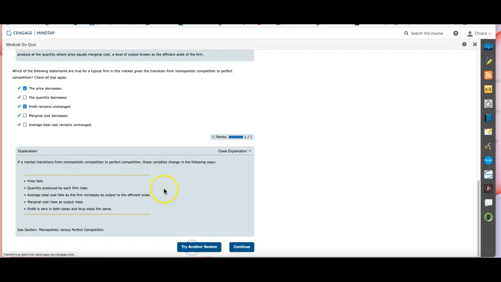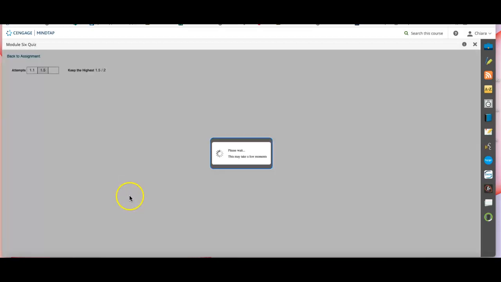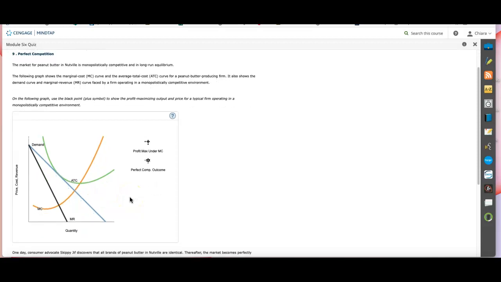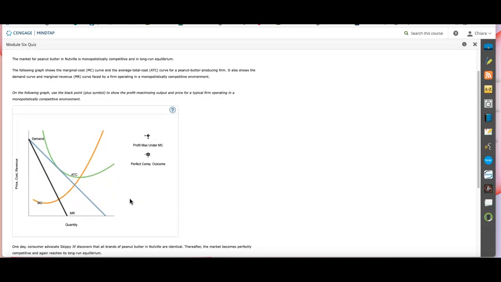Let me try another version of it to move on. So now we're looking at a perfectly competitive market and trying to compare it to a monopolistically competitive market. In the long run, we know that they both earn zero profit, but in what way and how does it differ? So it says on the following graph, use the black point to show the profit maximizing output and price for a typical firm operating in a monopolistically competitive environment.